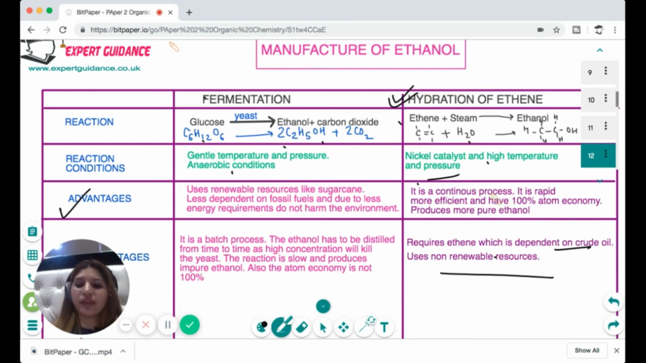But the advantage of hydration of ethene is it's a continuous process. You can just put everything in a mixture and keep the reaction going on. It is rapid, more efficient, makes more pure ethanol, and since it is the only product, it has 100% atom economy because it has no side products.